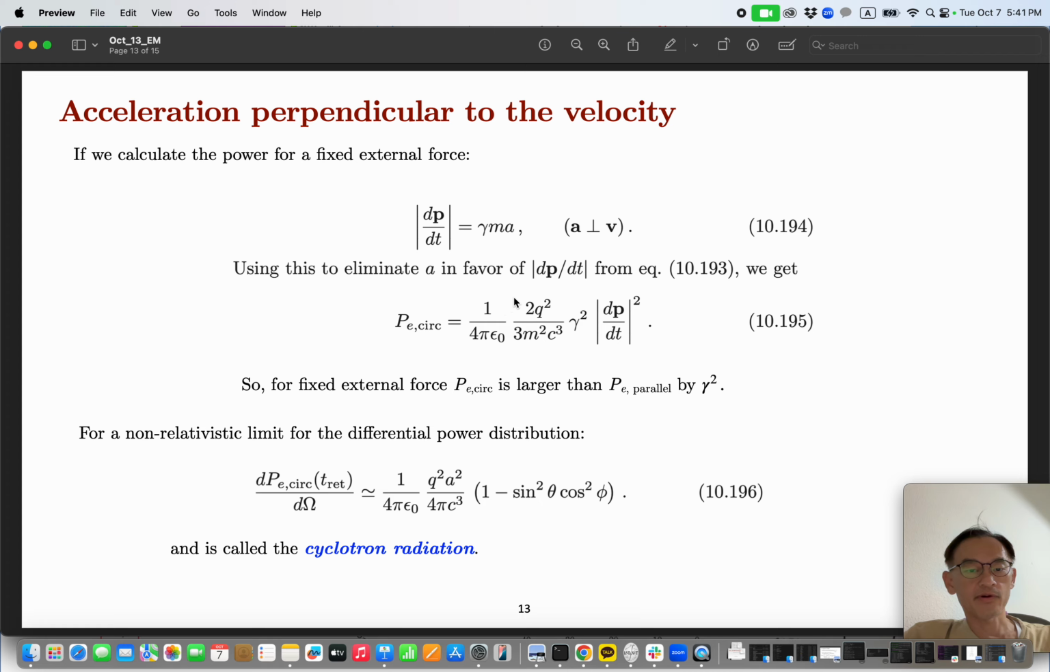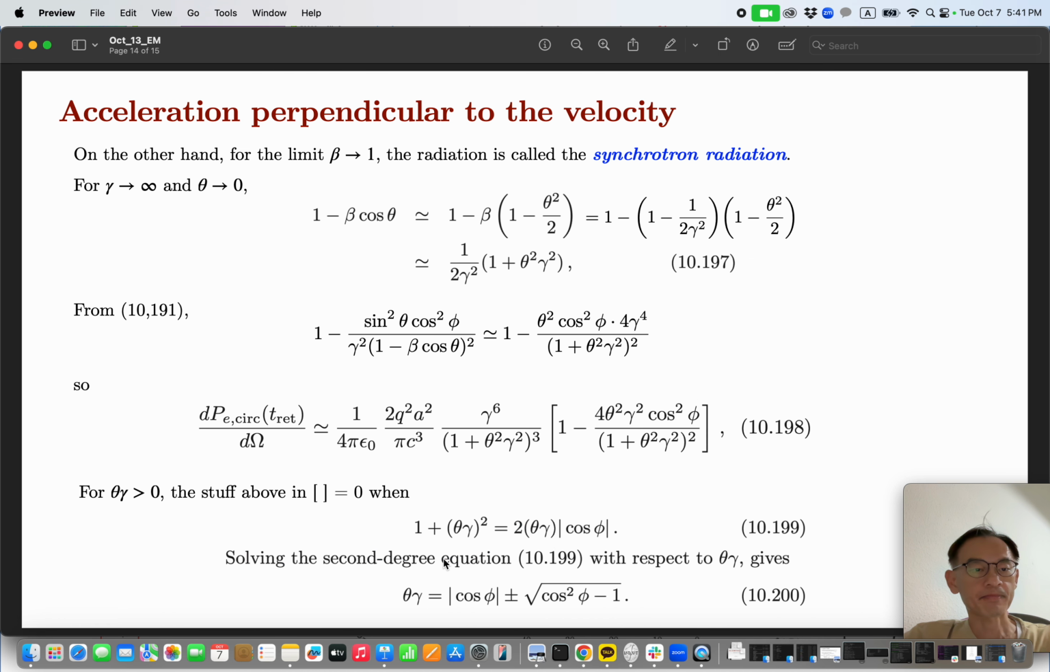And from the previous case with the angular distribution, you can get the approximation for the non-relativistic limit. Then you will have this expression easily. You can take a look, and it's called cyclotron radiation. On the other end, if you go to super relativistic, meaning beta is close to 1, the radiation is called synchrotron radiation. Cyclotron radiation and synchrotron radiation are terms commonly used in accelerator science.